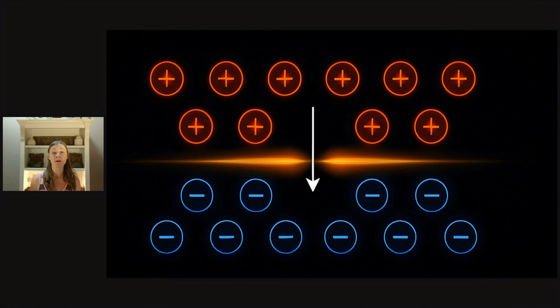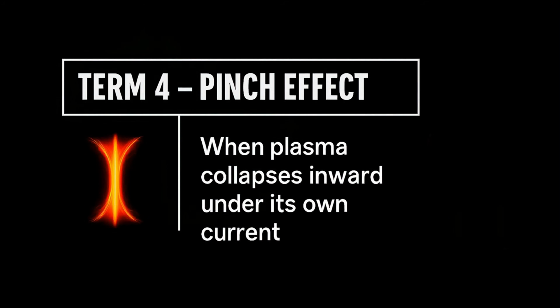Some researchers believe that they're also behind the mysterious formation of plasma structures, like glowing orbs, filaments, or brief contained pulses of energy. They're not just strange, they're one of the clearest signs that plasma can create order out of chaos. Now let's get into term 4, the pinch effect.